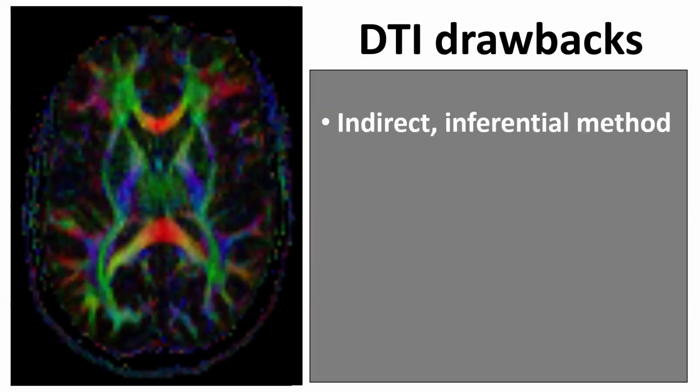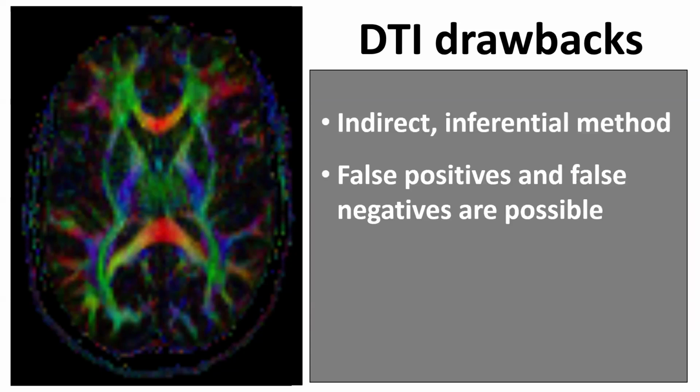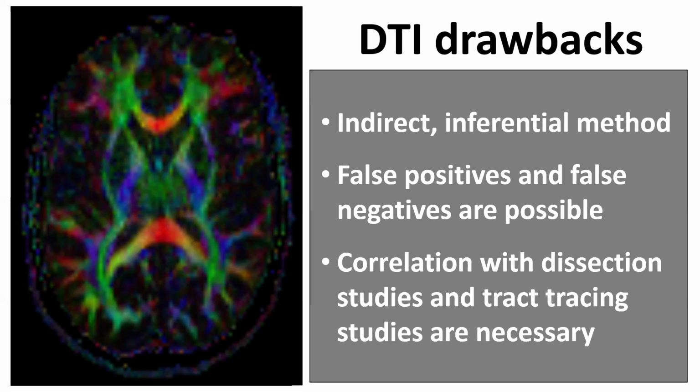Further drawbacks, as said, it's an indirect method. It's inferential. We assume that these images we created based on the measurement of diffusion values basically reflect the course of white matter bundles, but false positives and false negatives are possible. And especially if we use it for scientific purposes, we have to correlate it with dissection studies or tract tracing studies. We need a gold standard to be sure that what we are visualizing with fiber tractography is a real tract and not something generated by the algorithm.